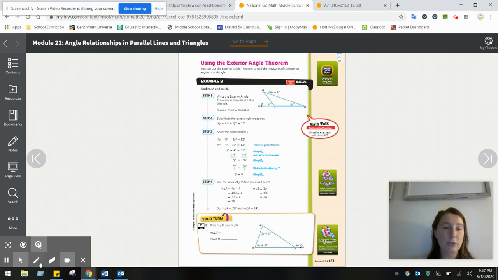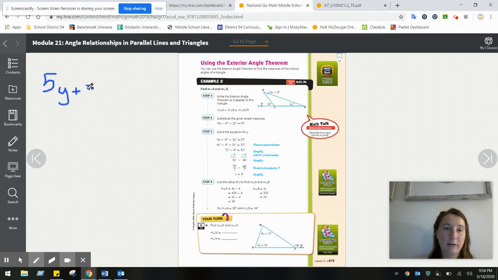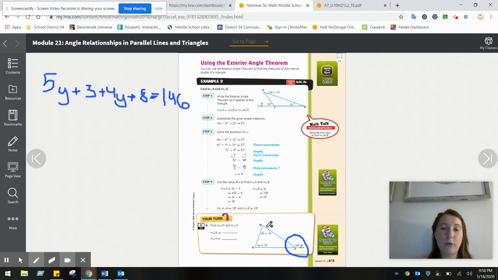So if I wanted to write here, I will do, and this is my first time using it, I will write 5y plus 3 plus 4y plus 8 should equal that exterior angle of 146, because that is what the exterior angle theorem says. It says that these two angles together equal this angle on the outside.